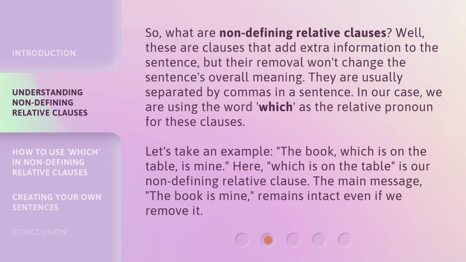Let's take an example. The book, which is on the table, is mine. Here, which is on the table is our non-defining relative clause. The main message, the book is mine, remains intact even if we remove it.